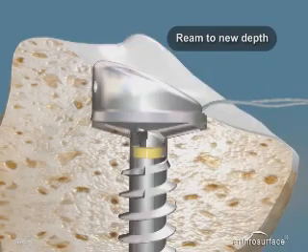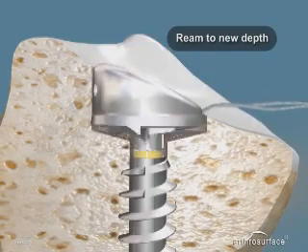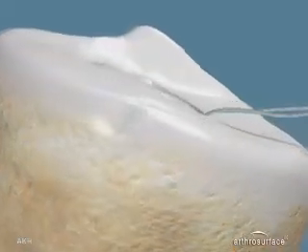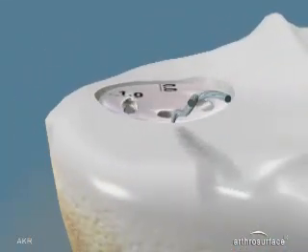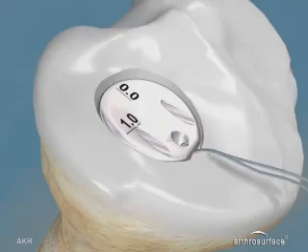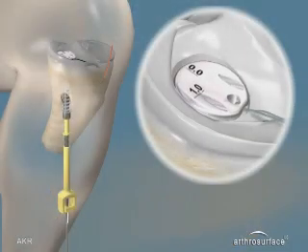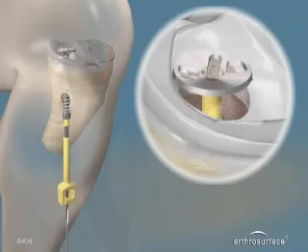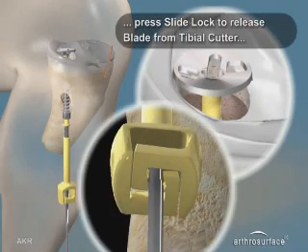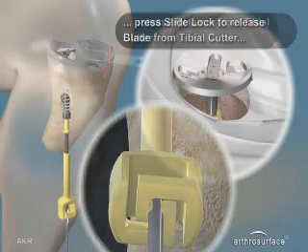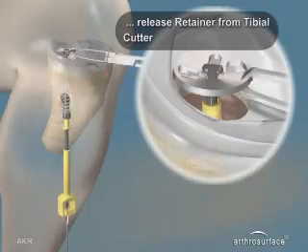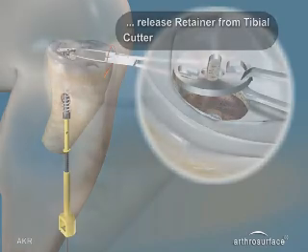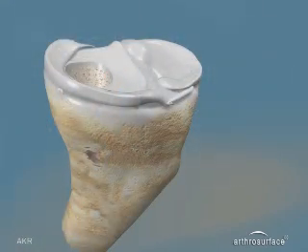Reattach the drill, ream to the new depth, again stopping on the top of the blade stop, and confirm the fit of the tibial trial. When satisfied, remove the trial. Remove the blade and tibial cutter shaft. Preparation of the tibial side is now complete.